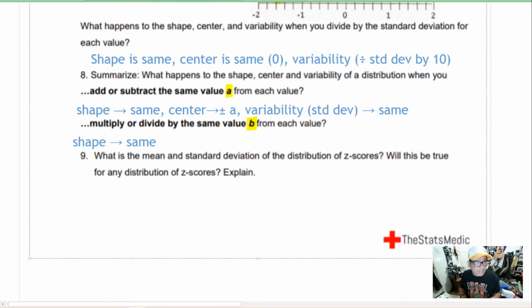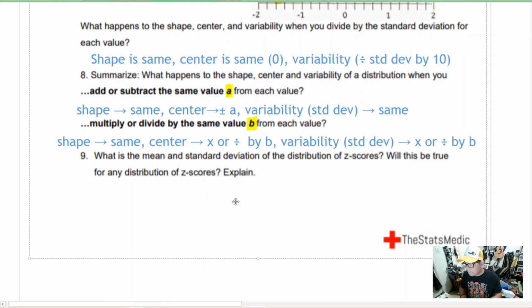Just like before, that shape is going to stay the same. For our measure of center, we're going to multiply or divide by that value B. And with our standard deviation, we're going to multiply and divide by B again. So these rules here for number 8 are the kind of rules that are easily forgotten.